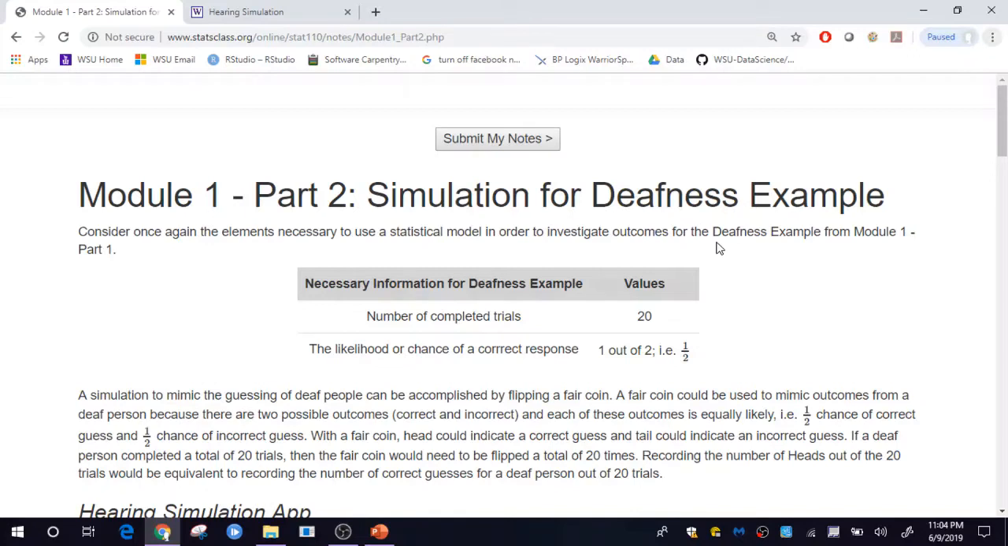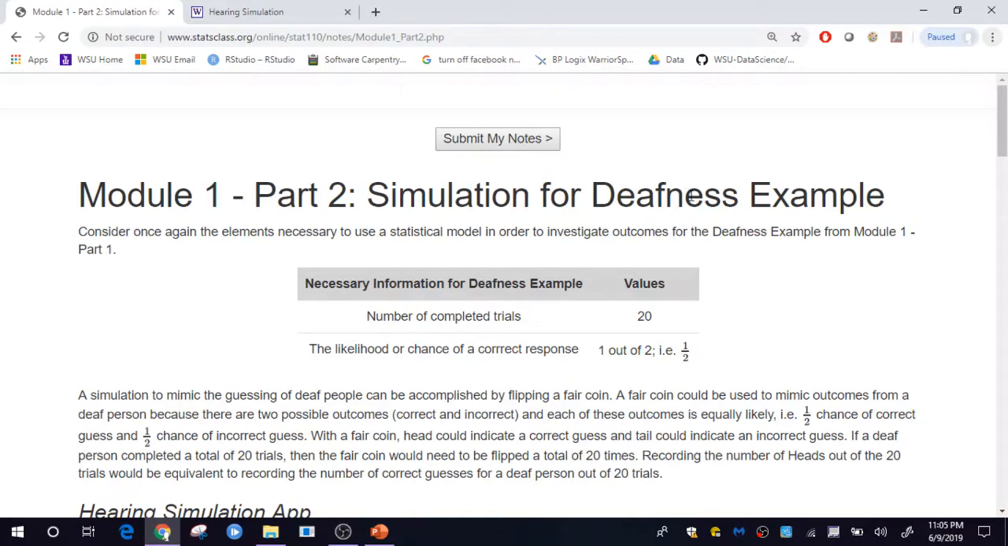Again, you're going to want to make sure that you are logged into your statsclass.org account before completing the notes. The notes have some open-ended questions that need to be submitted, so make sure that you have a Submit button at the top of your notes as shown here.